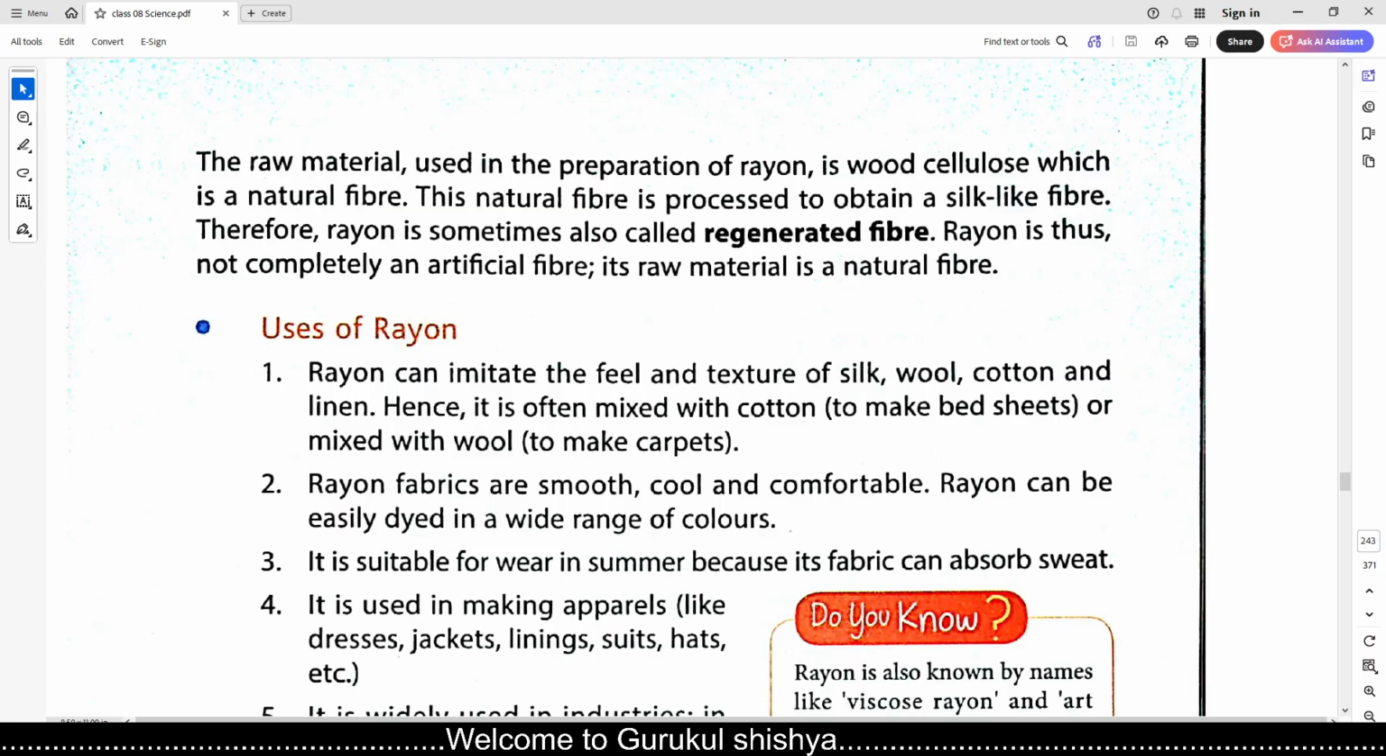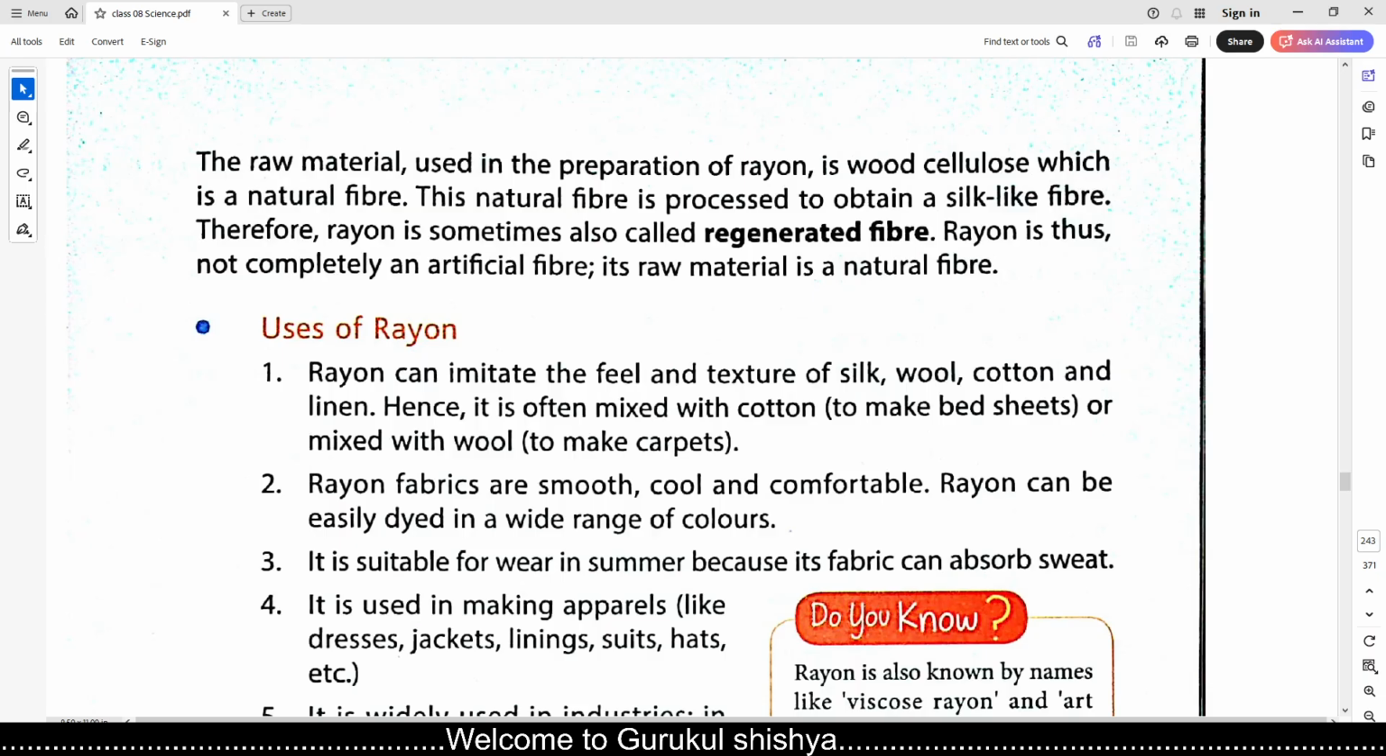Uses of rayon. Rayon can imitate the feel and texture of silk, wool, cotton, and linen. Hence, it is often mixed with cotton to make bed sheets or mixed with wool to make carpets. Rayon fabrics are smooth, cool, and comfortable. Rayon can be easily dyed in a wide range of colors. It is suitable for wear in summers because its fabric can absorb sweat.